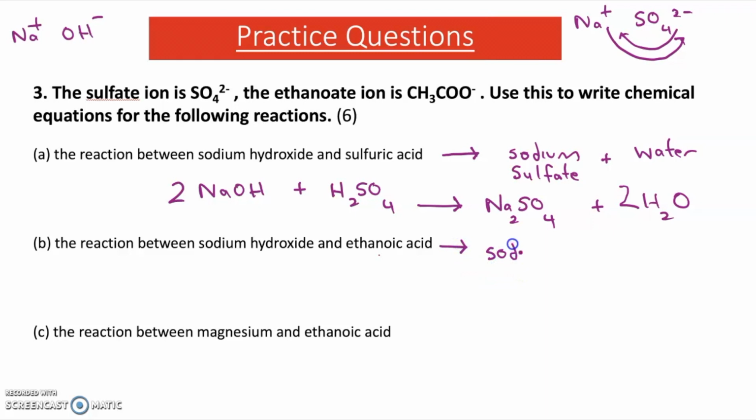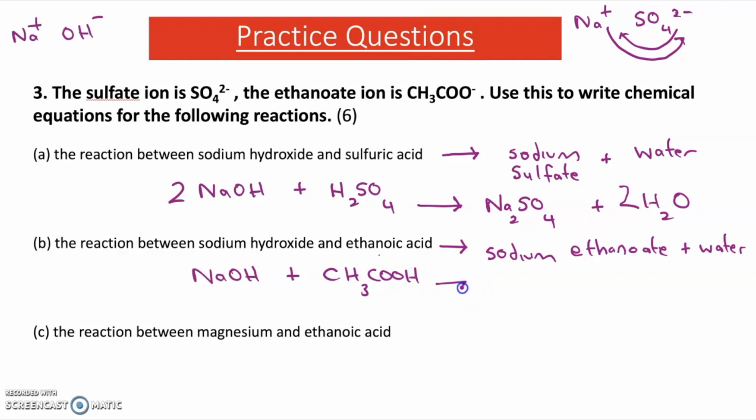Now for B, we have to write the word equation first. So sodium hydroxide and ethanoic acid forms sodium ethanoate. My other product would be water, because sodium hydroxide is a base and it's a soluble base, it's an alkali, so we form a salt and water. To write the formula of sodium hydroxide, it would be, once again, Na plus OH minus cancels out to form NaOH. Ethanoic acid is CH3COOH.